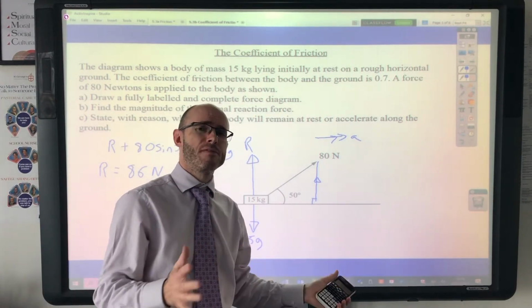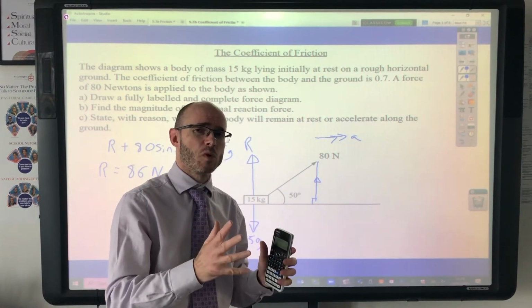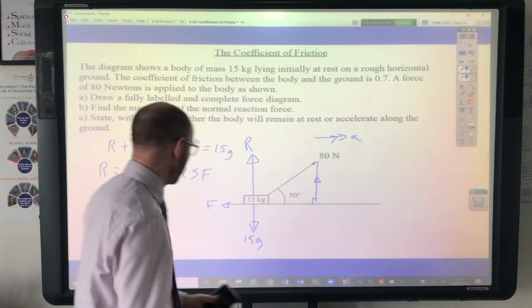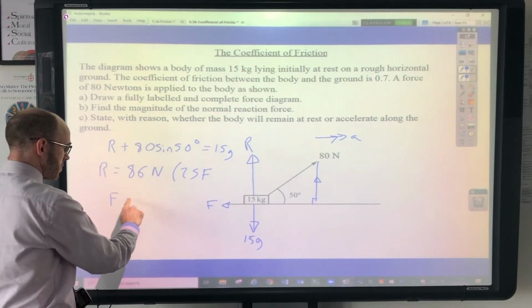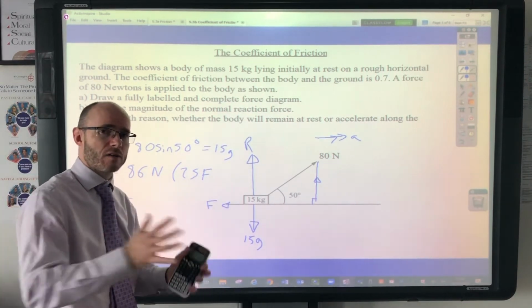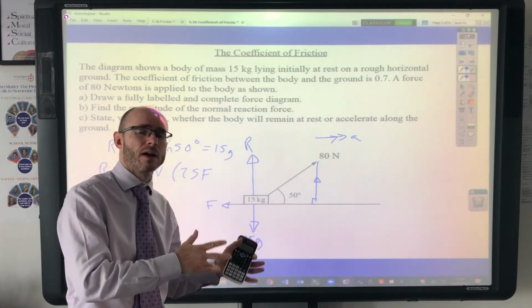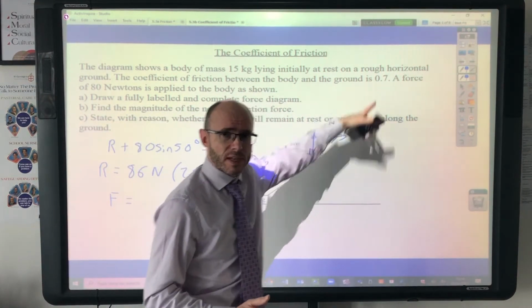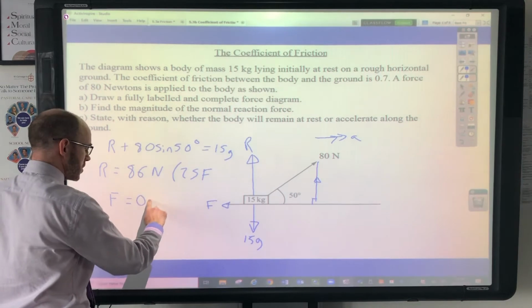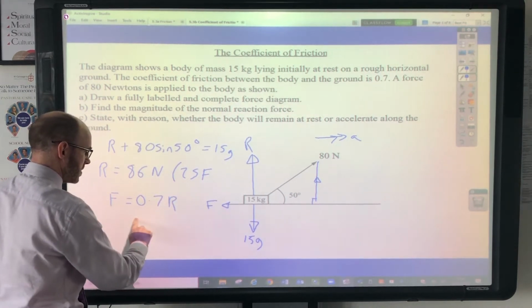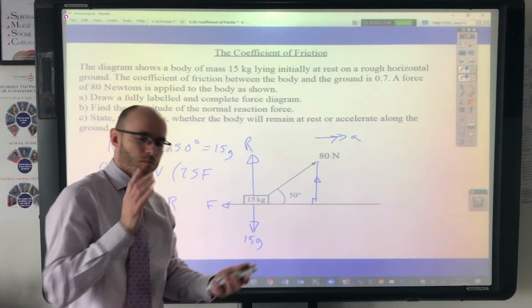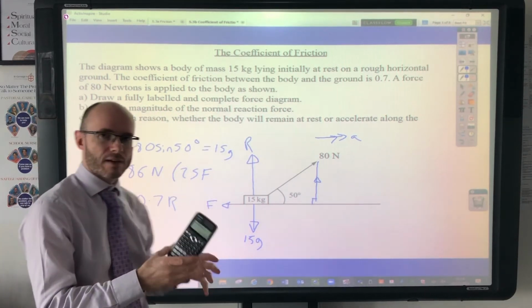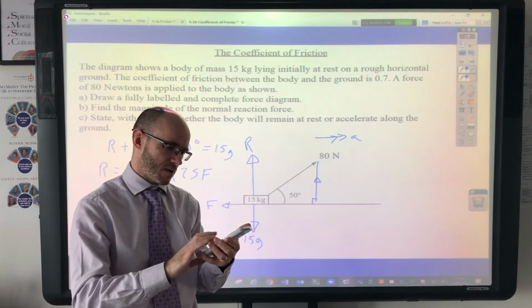Now, before we go any further, we can at this stage work out the frictional force F, using F equals mu R, can't we? So we've got F equals mu R as our formula between friction and the normal reaction force. 0.7 is the value of mu. So you've got F equals 0.7 multiplied by R. So before I reset this calculator, let's just work out 0.7 of that. So multiplied by 0.7.